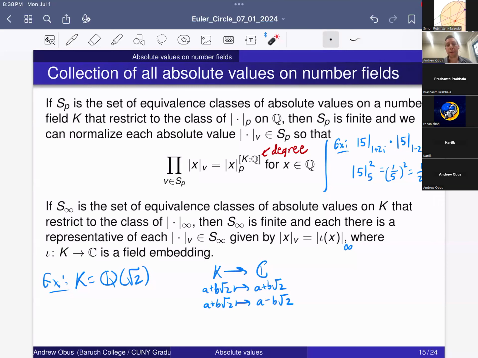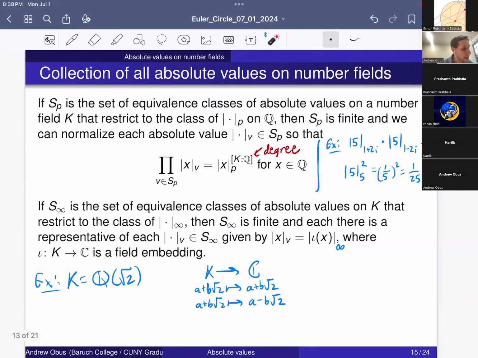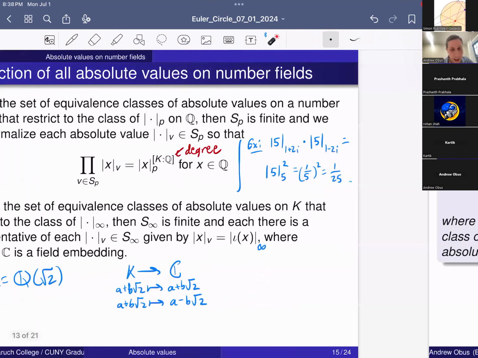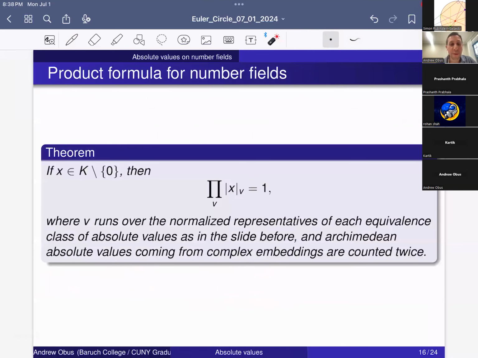And we have a product formula here too. Just like the product of all the absolute values of a rational number was equal to 1, we have the same thing on number fields. So it turns out that if you normalize all of these absolute values the correct way that we did, then if I take some, so I suppose I should say, let K be a number field.